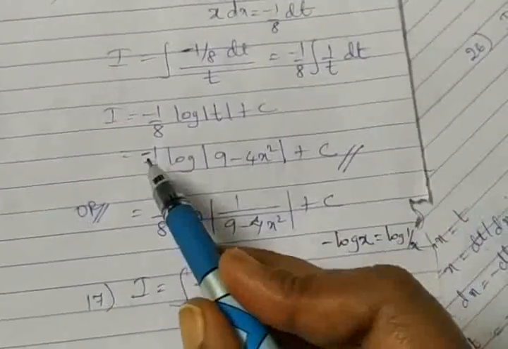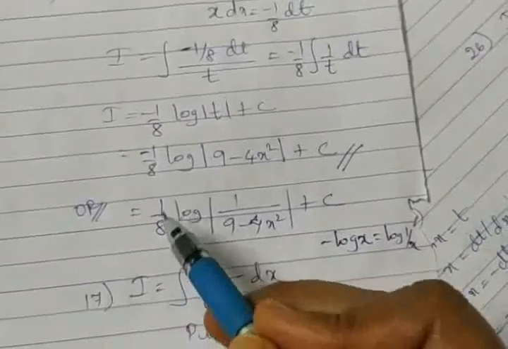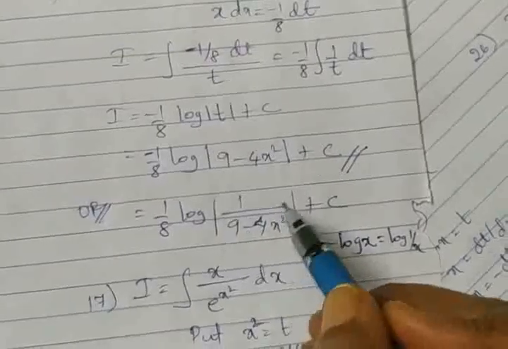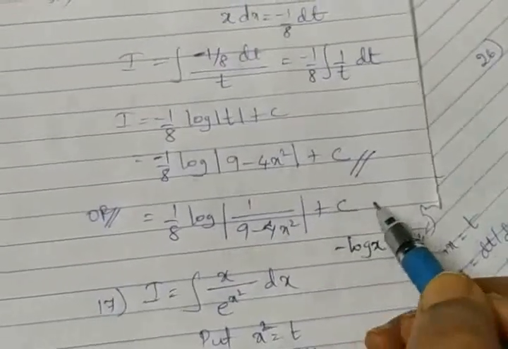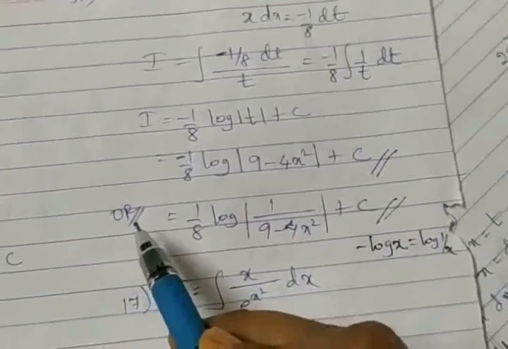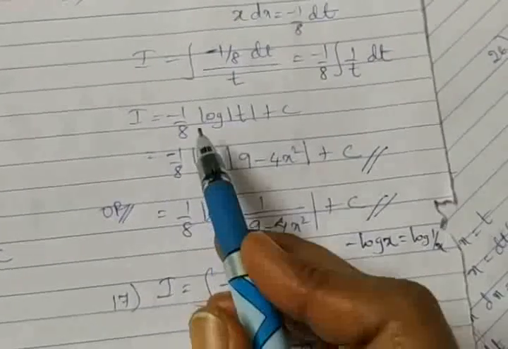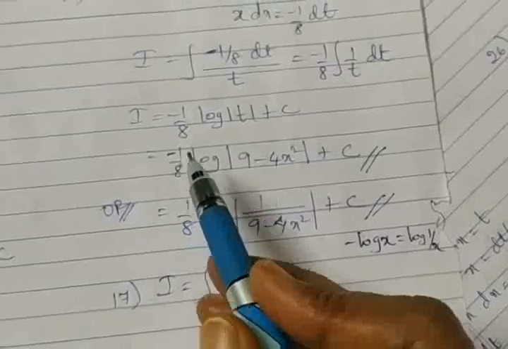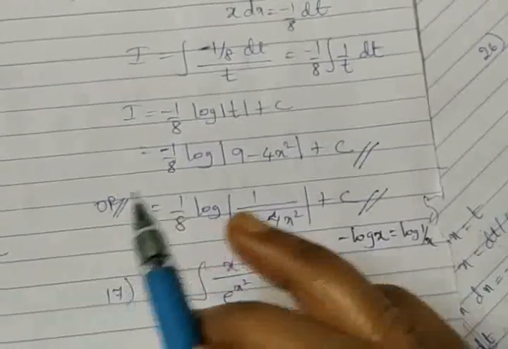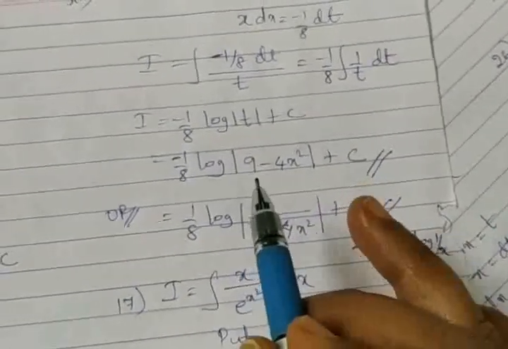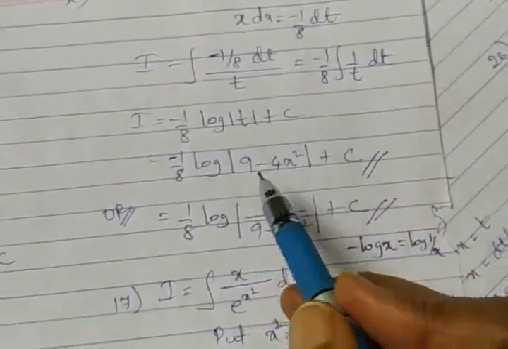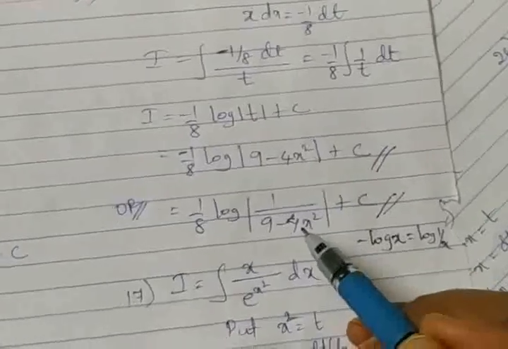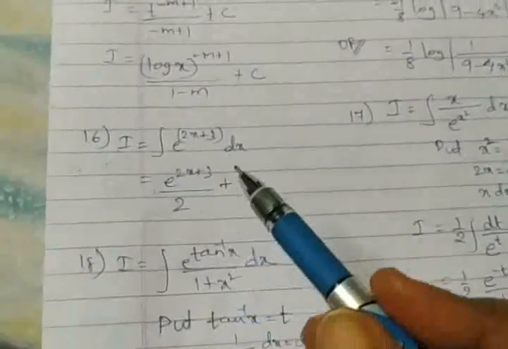So definitely this minus can be balanced, that is plus 1 by 8 log of, take the reciprocal of this, 1 upon 9 minus 4x square plus c. This is an option, not compulsory. After integrating, the final answer, the last part of the conclusion should be kept in terms of positive. It's not a rule. The integration process has to be done properly. Okay. So for the last answer, either this or this can be taken as the answer. Got it? Fine.